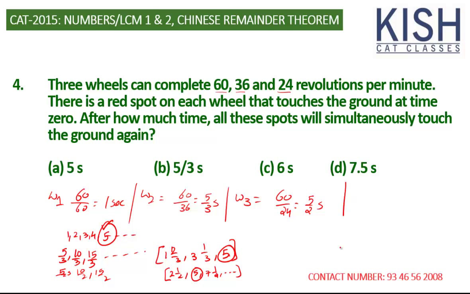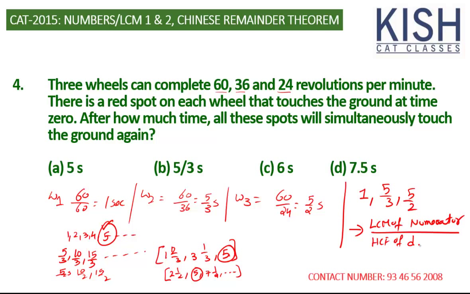Instead of it, we can find the LCM of the times, that is 1, 5 by 3 and 5 by 2. Now, how can we find the LCM of fractions? It is quite simple. Whenever you want to find the LCM of a fraction, that's going to be the LCM of the numerator, whereas we need to find the HCF of the denominator. If you want to find LCM, we take LCM of numerator and the reverse, that is the HCF of denominator. If you want to find the HCF of these numbers, then we need to find the HCF of numerator and the LCM of denominator. That's it.